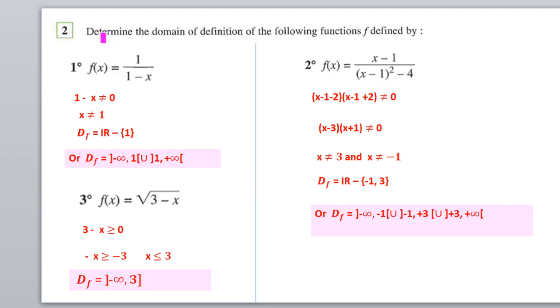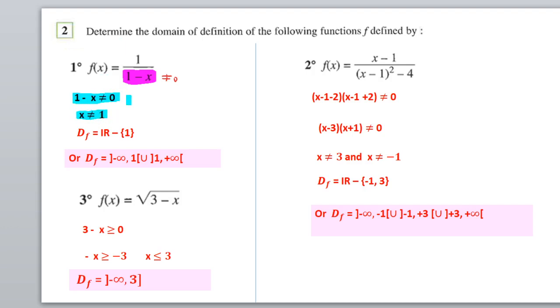So, determine the domain of definition of the following functions. f defined by f of x equal 1 over 1 minus x. As we said in the lecture, when I have a fraction, look at the denominator directly. In the denominator there is no radical, there is 1 minus x, so 1 minus x should not be equal to 0. This should not be equal to 0 in the denominator. So I write 1 minus x is not equal to 0, and then x is not equal to 1.